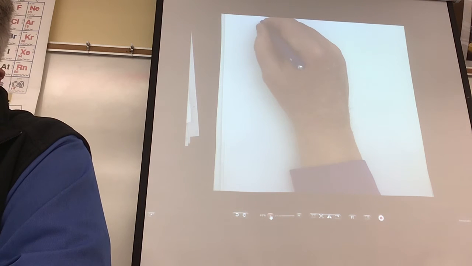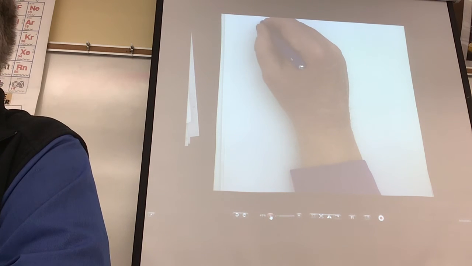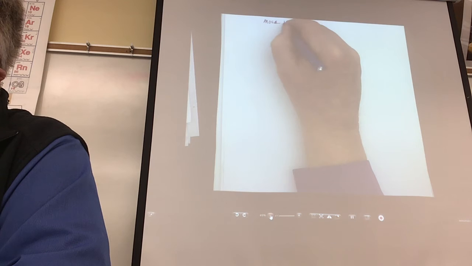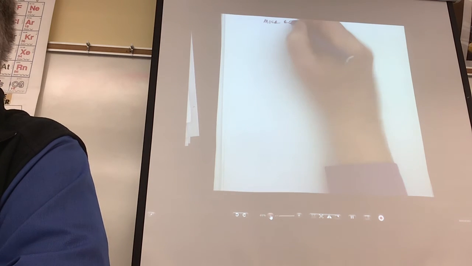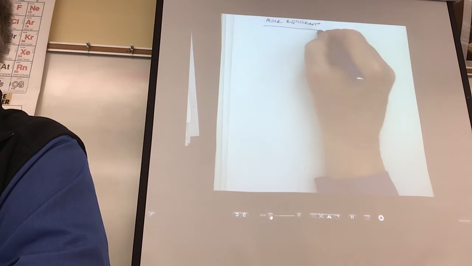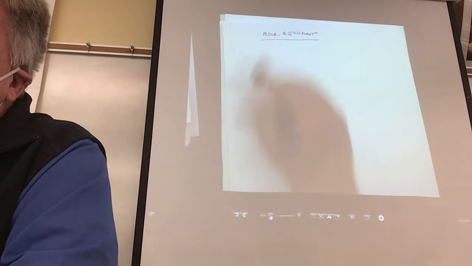In order to do factor label, I don't know if you remember how we changed donuts to something else. The key to factor label is having a bunch of things that are equal to each other. So we're going to talk about who equals what. All right, so here we go.